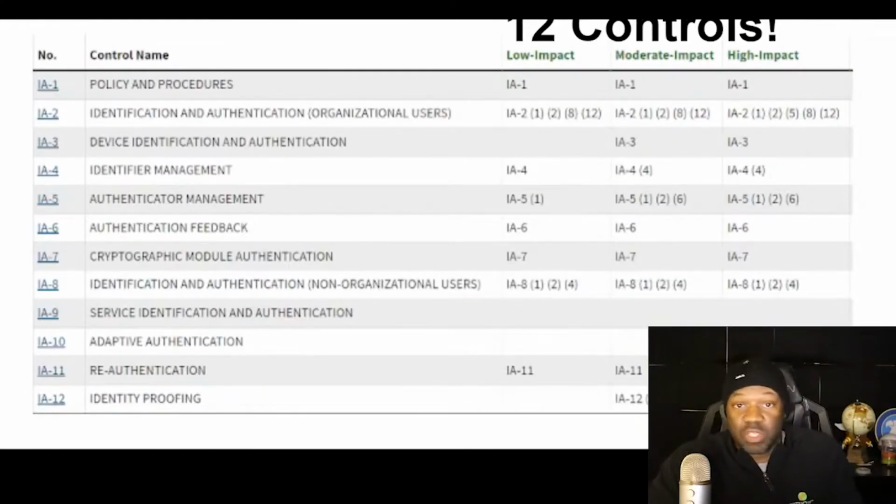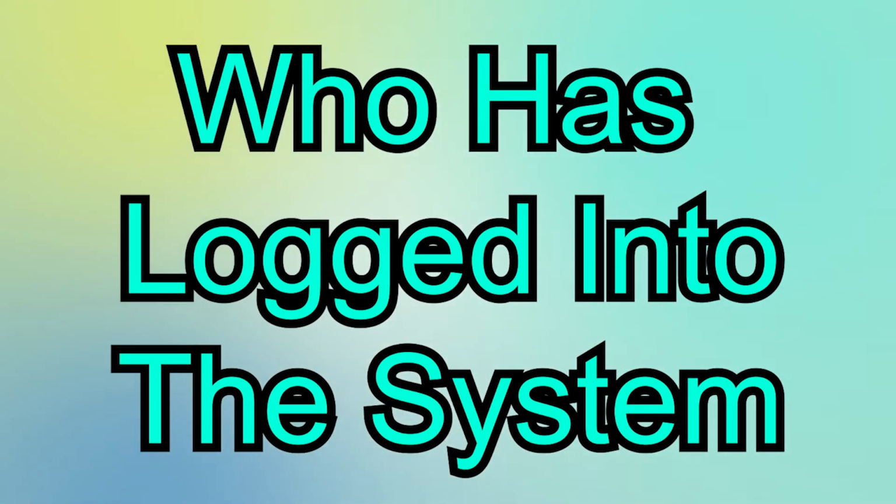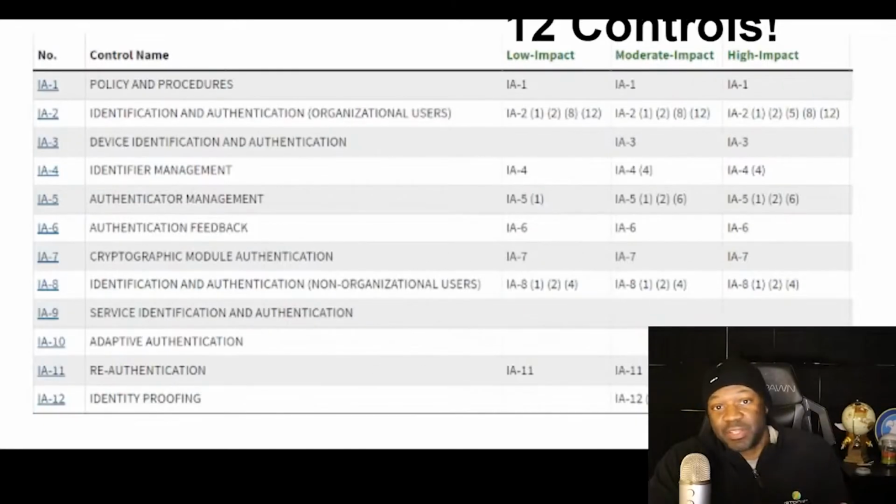And that's what this one is all about. How do we secure the system so that we know who has logged into the system and we know that that person has a specific level of access? The only way to really control that is to identify everybody logging into the system and make sure that we control who has access to that system. That is what IA is all about, identification and authorization.